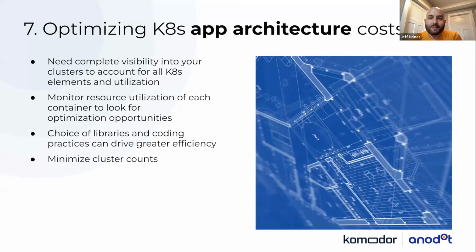Optimizing your application architecture to reduce costs is highly specific to each application you have. At a high level, you'll want complete visibility into your clusters to account for all Kubernetes elements and resource utilization. You want to monitor resource utilization, which will let you look for macro opportunities to reduce that resource utilization in your code by looking at whether or not a container is using more resources than you expected. Examples of some application-level optimizations include choosing between single and multi-threading, leveraging a more cost-effective operating system, and taking advantage of multiprocessor architectures like x86 and ARM64. And finally, minimize your cluster counts when you can.